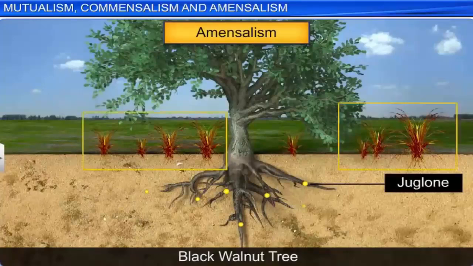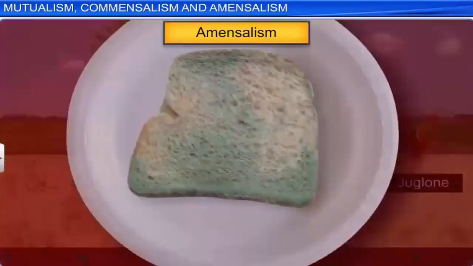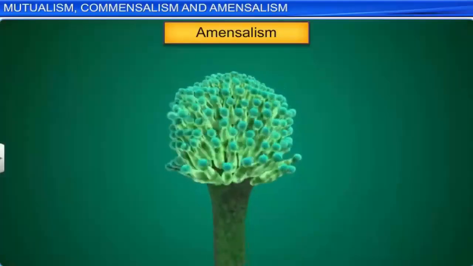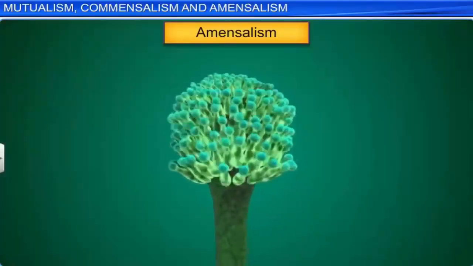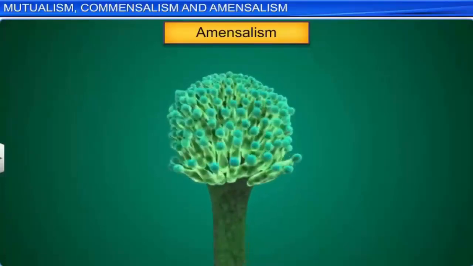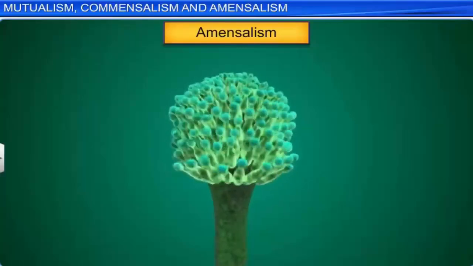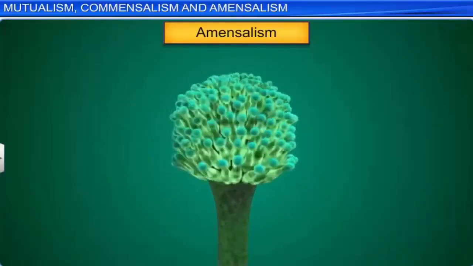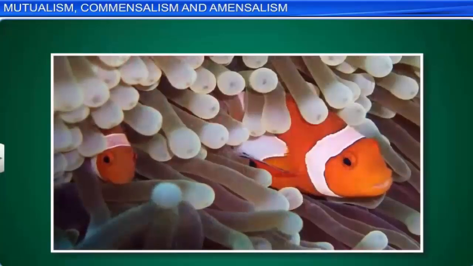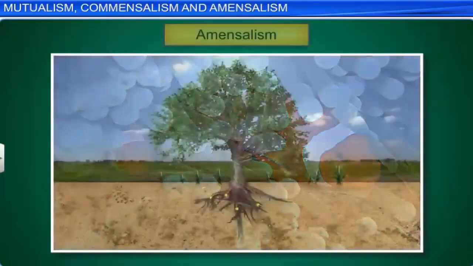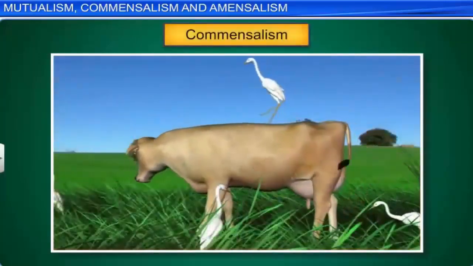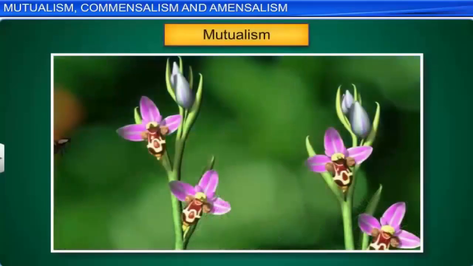Another common example of amensalism is shown by penicillium, a bread mold which secretes penicillin, a chemical that kills or stops the growth of bacteria. In this manner, various species exhibit interspecific interactions like amensalism, commensalism, and mutualism that aid in their overall survival and reproduction.